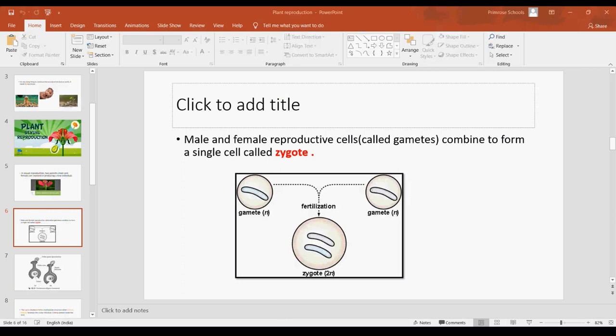Now Lakshman, tell me the answer. Who carries the male reproductive cell? Pollen grains. Very nice. Okay, next question to Rahul Narayan. Rahul, who carries the female reproductive cell?